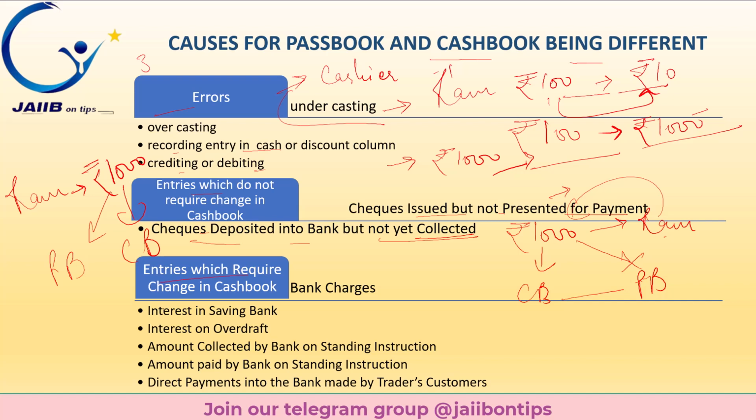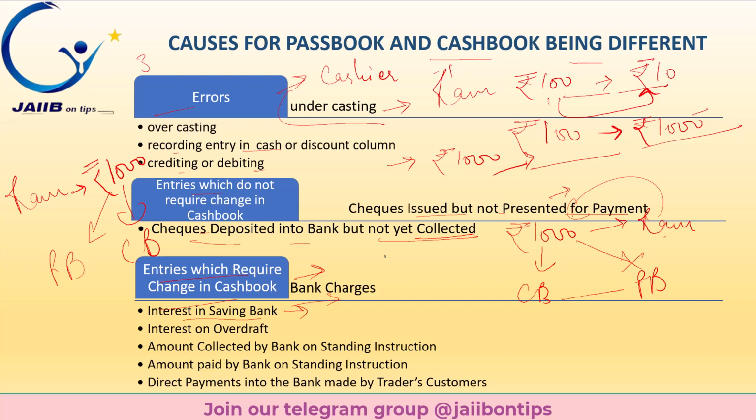Next one is entries which require change in the cashbook, like the bank charges. I didn't get to know that the bank has cut the charges from my account, but when I realized that the bank has deducted that amount from my bank account, I will deduct that amount from my cashbook, right? Similarly, interest in saving bank, I didn't know about it, but the bank gave me some interest in my saving account, so I will write that amount in my cashbook whenever I come to know about it.